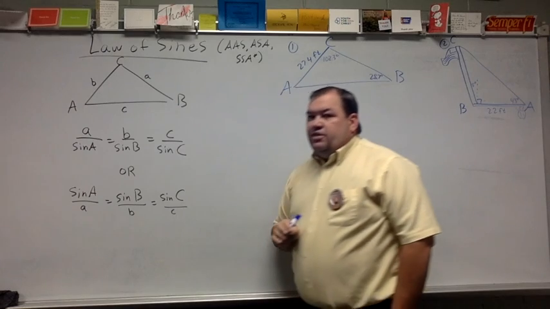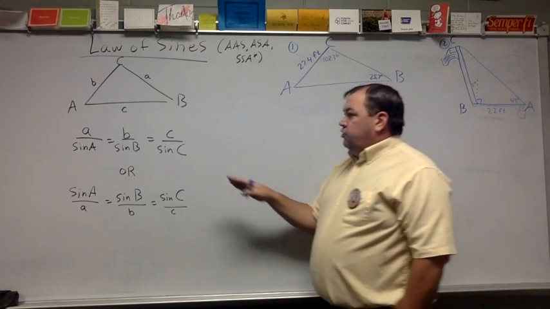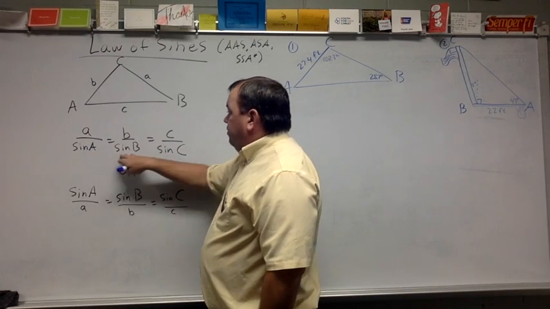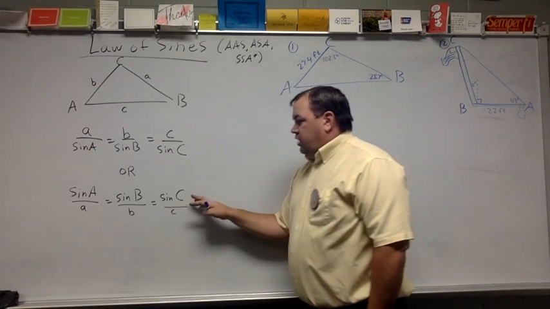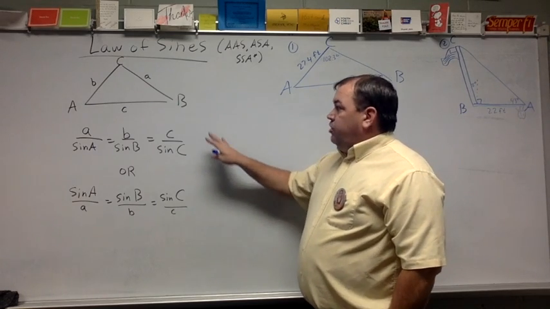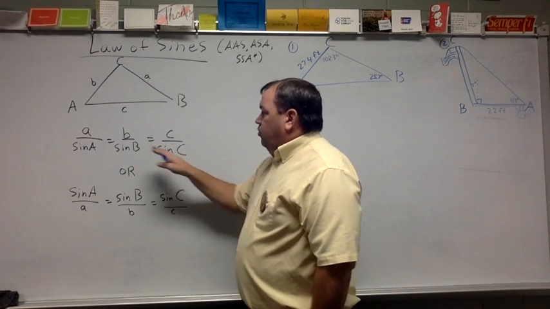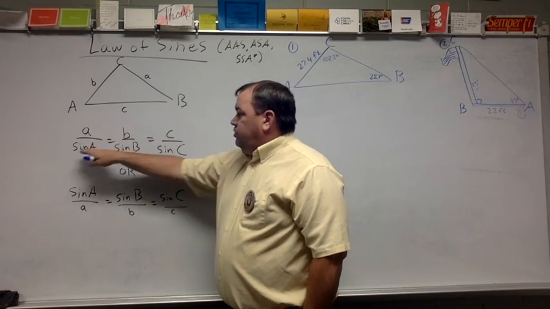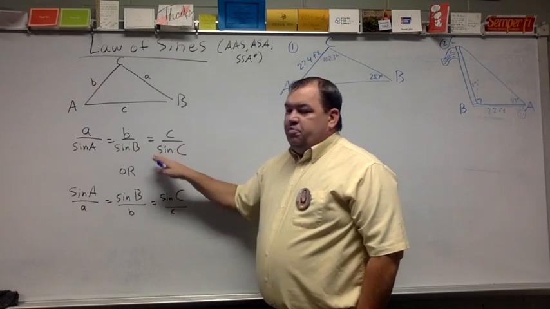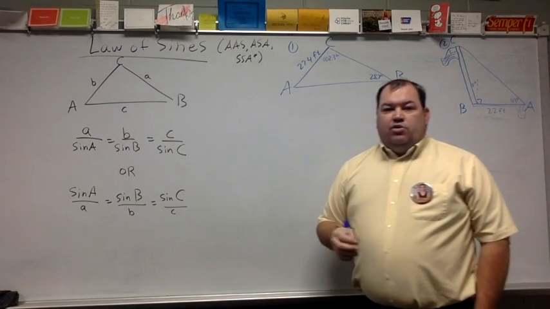Now, the law of sines has two different versions. It has the version where the sides are on top and the sine of the angle is on the bottom, and a version where the sine of the angle is on top and the side is on the bottom. When we use the law of sines, we only use two at a time. So we might use A and B, or A and C, or B and C. It depends on what they give us and how to use that.